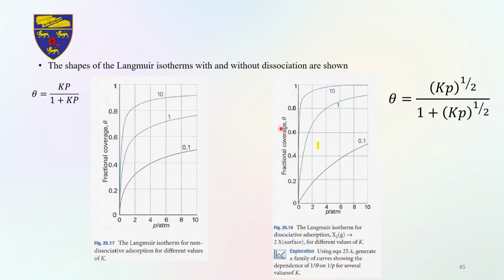So what can you deduce from these curves here? If the curve rises quickly and follows a linear trend at the start, just like this one, it is likely a non-dissociative adsorption case. If the curve is stretched out and rises more slowly due to the square root dependency, it indicates that the molecules are dissociating into two atoms upon adsorption, with each atom requiring its own site to adsorb on the surface of this adsorbent.